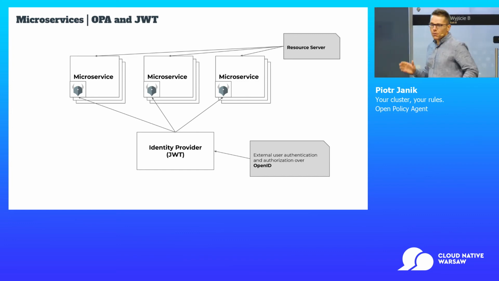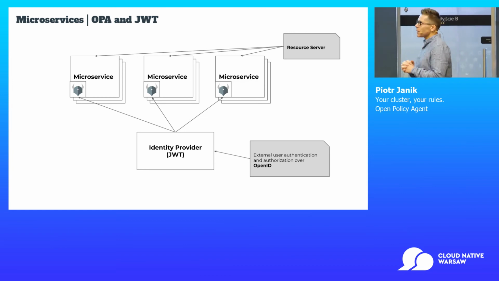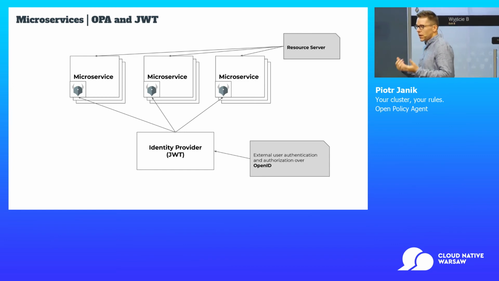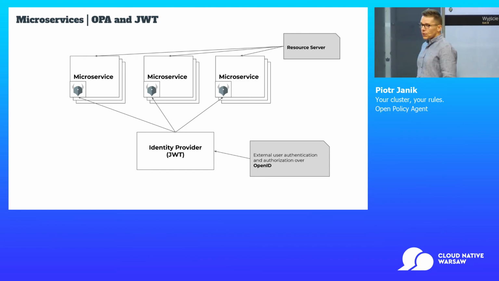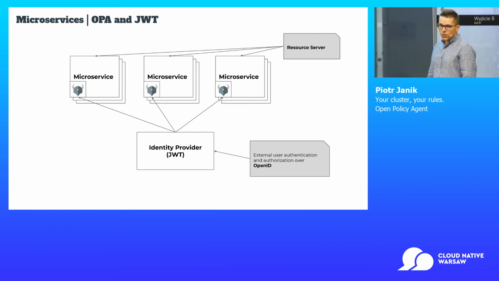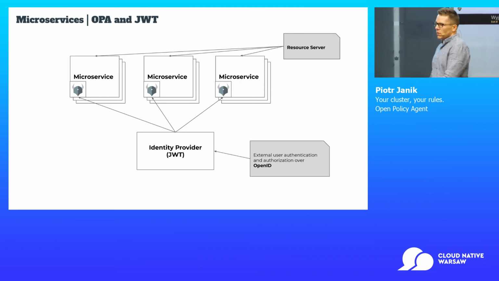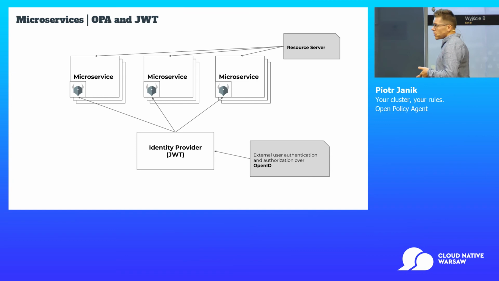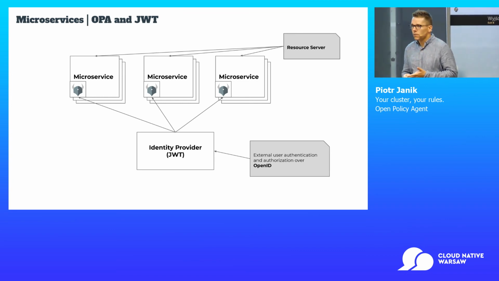Yeah, let's use it. So let's say each microservice is a resource server. So it expects a JWT token in the incoming request in the authorization header, and let's use this JWT token as a principal. So we'll just check in each microservice if the JWT token is signed, and to make a decision, we'll send the JWT token, action, and resource to OPA.